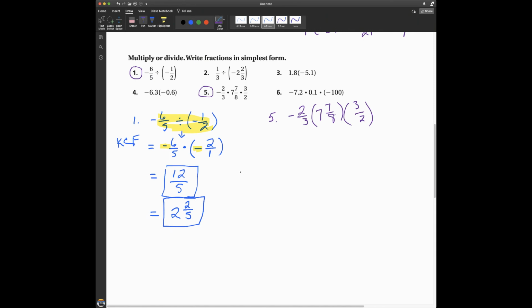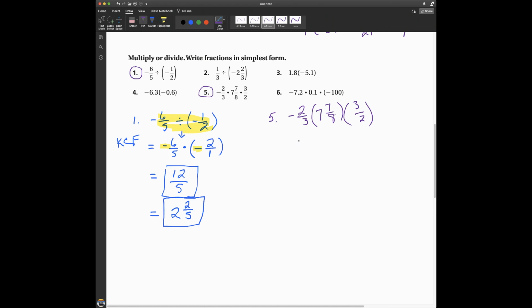Let's look at number 5. So when you look at problems like this, a lot of times people are like, oh no, I can't do it. It's too big. There's too much. I hate fractions. I want a puppy or something like that. So maybe you don't want a puppy. Maybe I want a puppy.